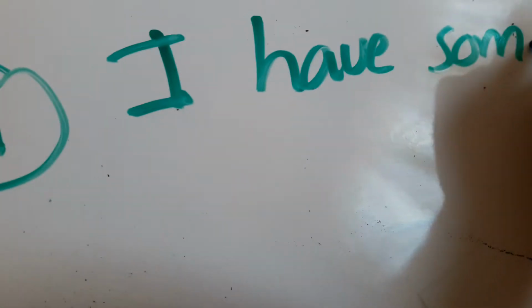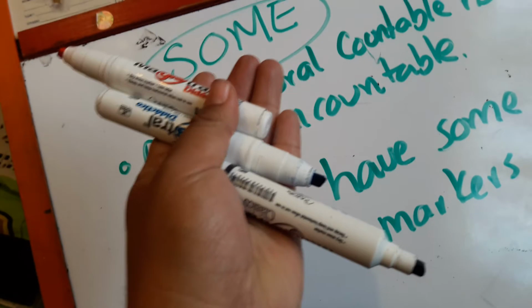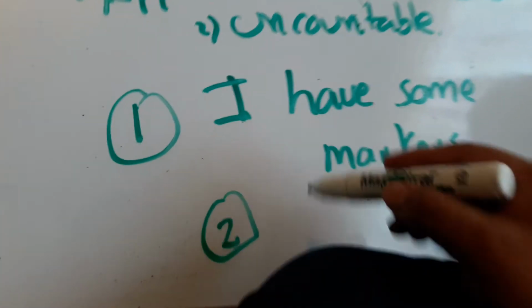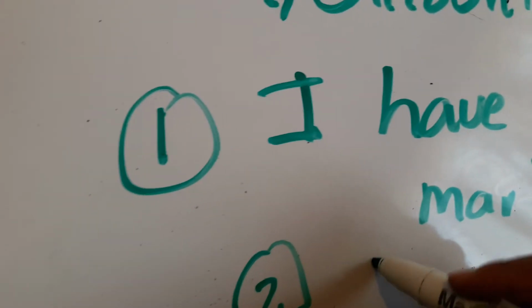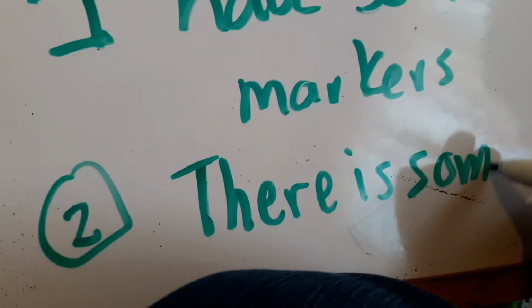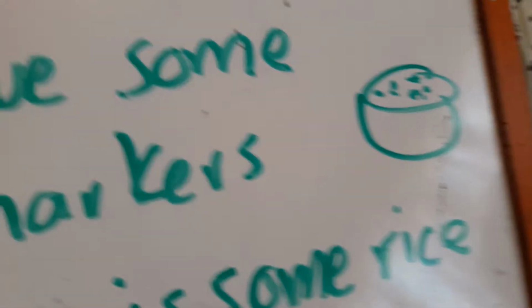I have some markers. Okay, I have some markers. Some markers. Okay, what about the second one for uncountable? There is some rice. Okay, so imagine that this is a bowl with rice. Remember that I can draw?